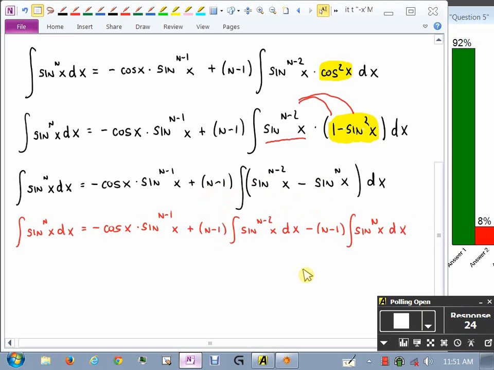How can I move that sine to the n x to the other side? Add how many of them? n minus 1 of them, right? This is a number, right? This is like 5. So if I have minus 5 of these, I'm going to add 5 of those. But I don't have 5, I have n minus 1. I don't know what that number is. So I will add to both sides.